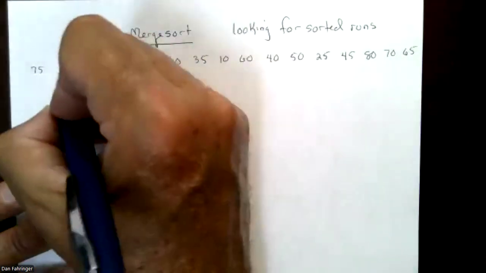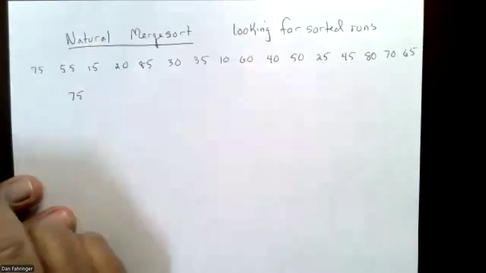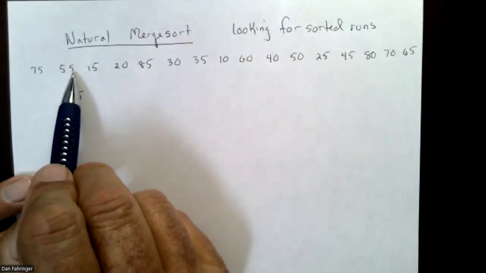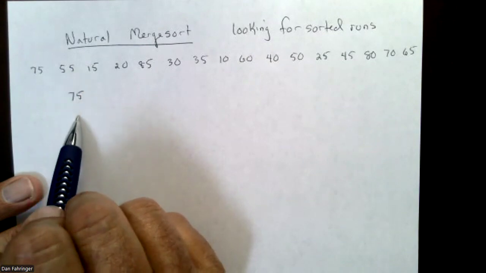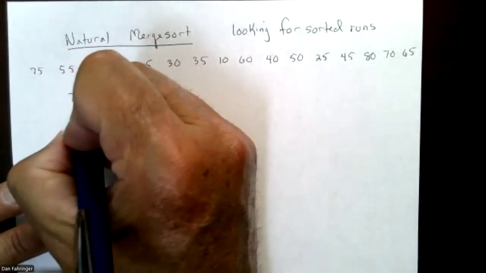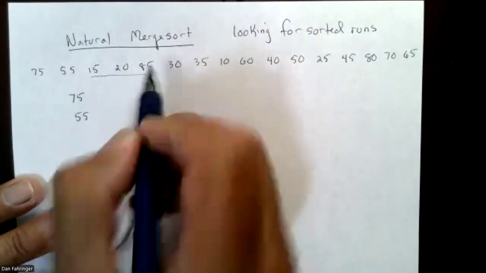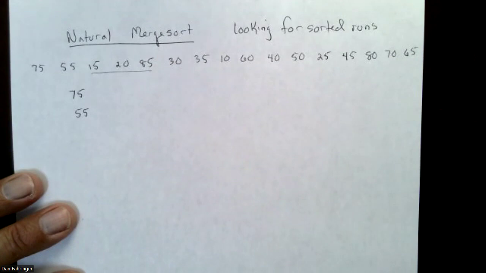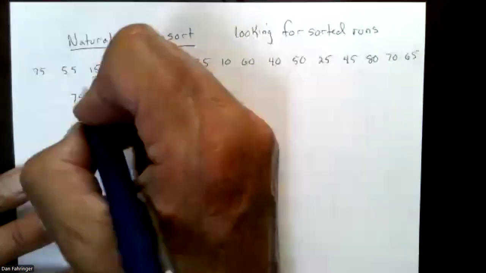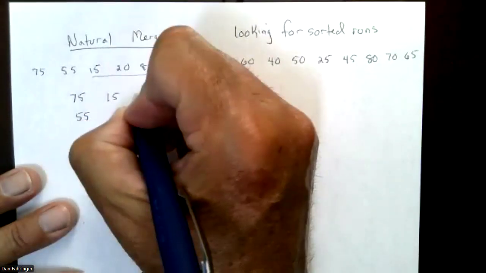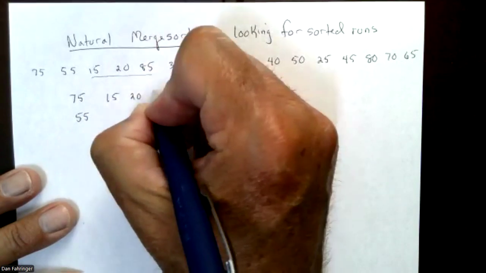75, crap, stop. There's 75. 55 is now going to go in my second list, but it's just a run of itself. Here we go. 15, 20, and 85. That's a sorted run. That's all going to go in my first list.